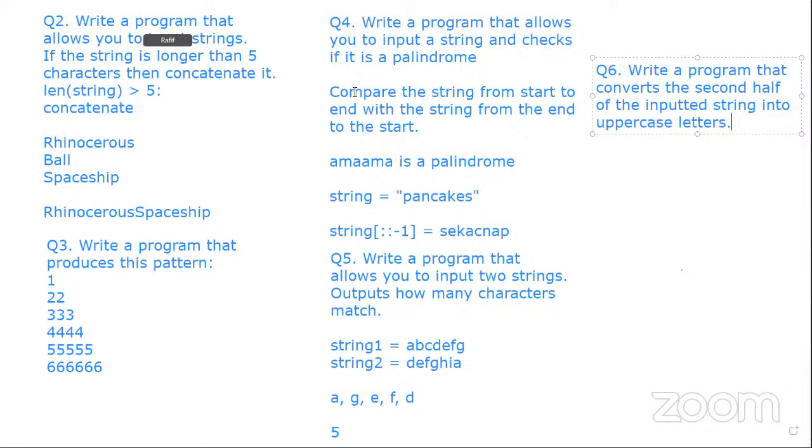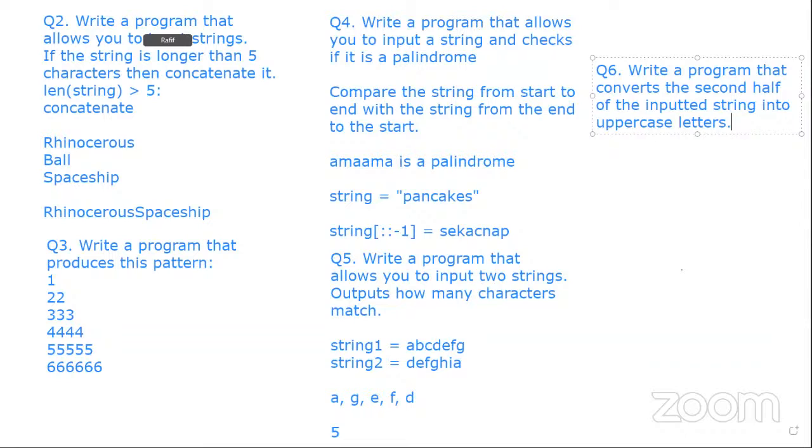Okay, for those of you on question 5, it is really, really difficult. If you can't manage to solve question 5, just move on to question 6, which is write a program that converts the second half of the inputted string into uppercase letters.